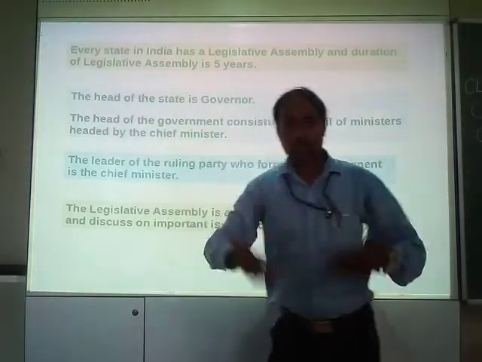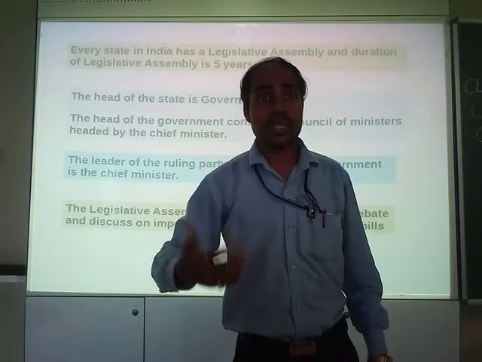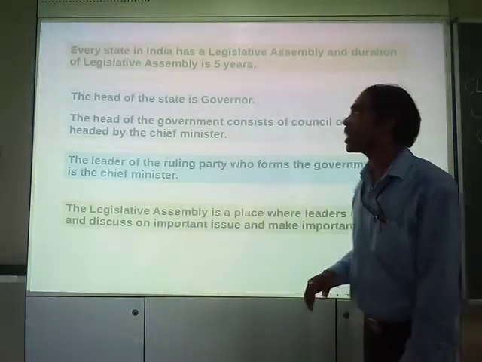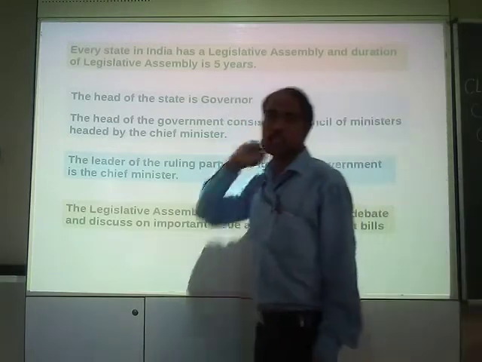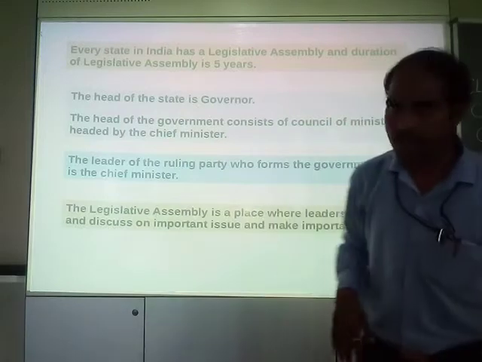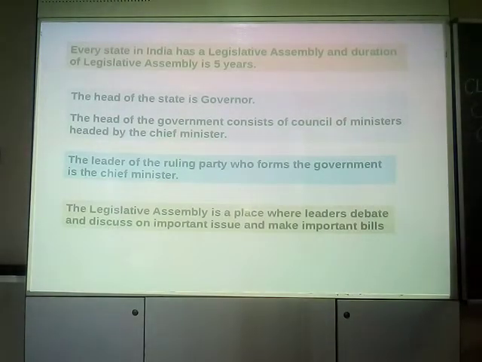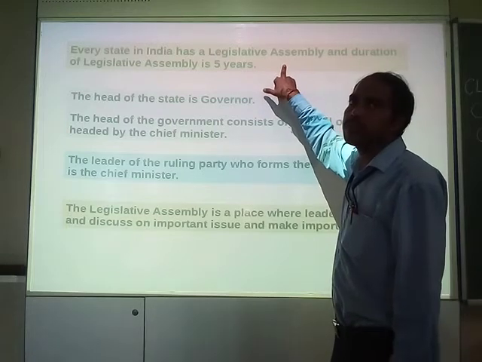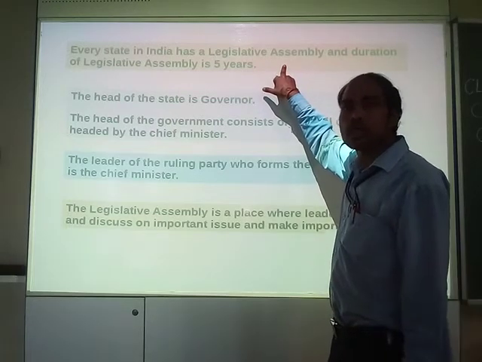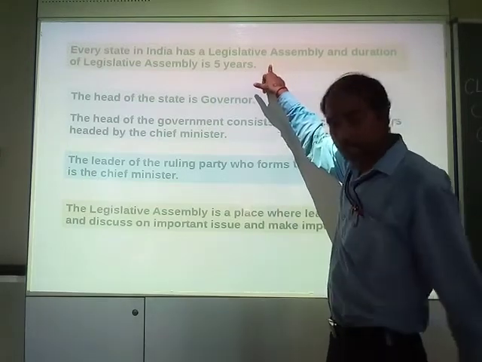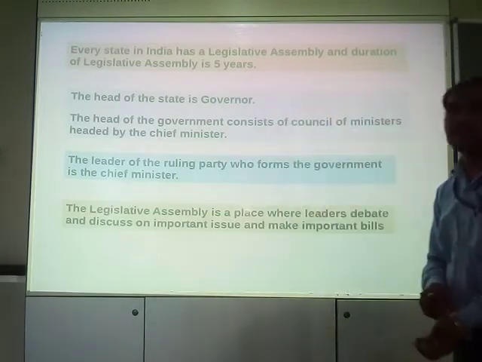where ministers come together. They will clear their doubts about the issues of the state. It is constituted for 5 years. After 5 years there is a change of government, right? So every state in India, whether it is a southern, northern, eastern or western state, has a legislative assembly. Always remember.